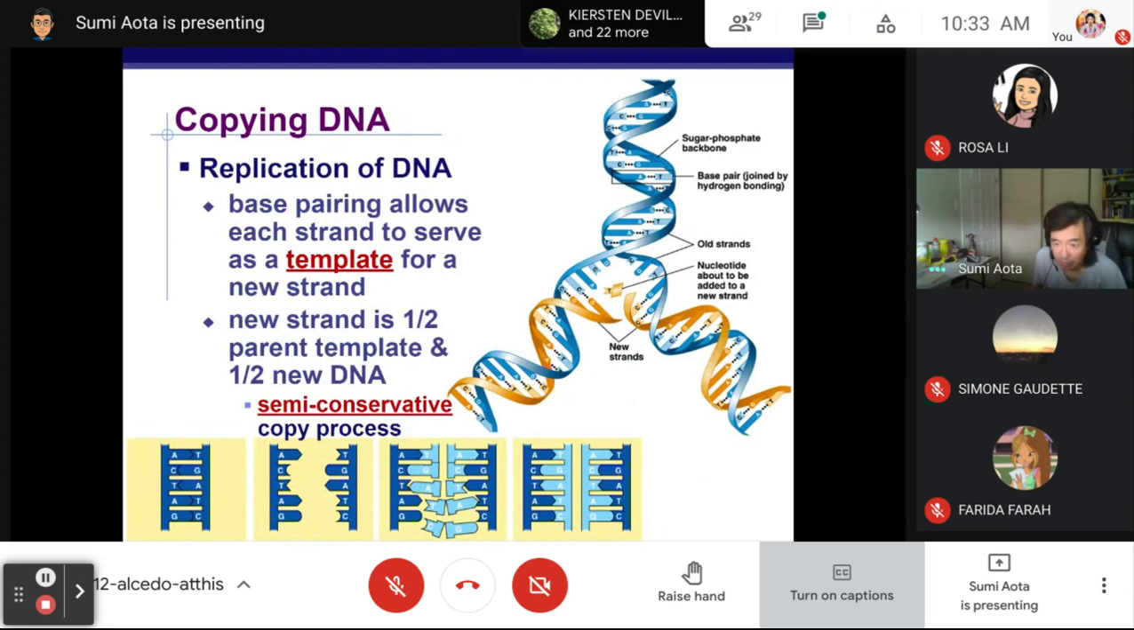All right? This we already know. This was the Meselson and Stahl experiment. Base pairing allows each strand to serve as a template. So each new molecule is half the original parent and half newly constructed DNA. So it's a semi-conservative copying process.